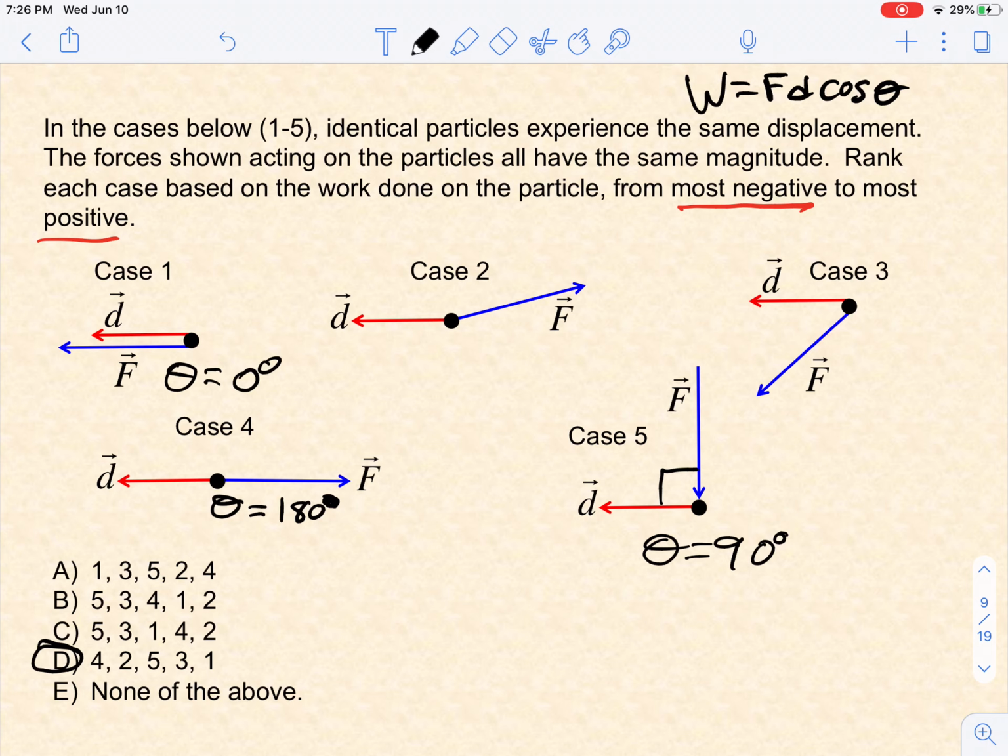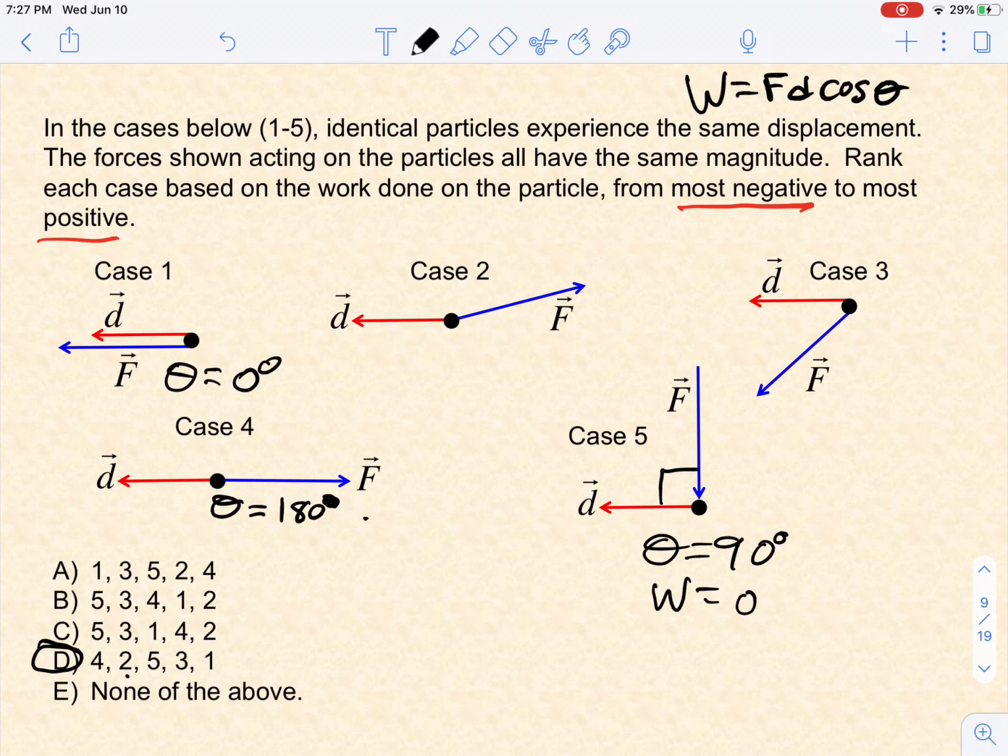In that case, if I plug 90 degrees into this formula here, then I'm going to get work equal to 0, right? And then case 2 and 3 are sort of intermediate cases. Case 2 is fairly close to the most negative that I can get. That is sensible because it's the next one in this sequence here. And case 3 is close to case 1. So that's why our order of 4, 2, 5, 3, 1 makes sense.